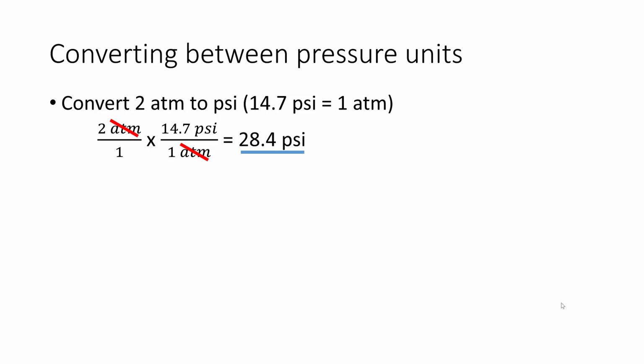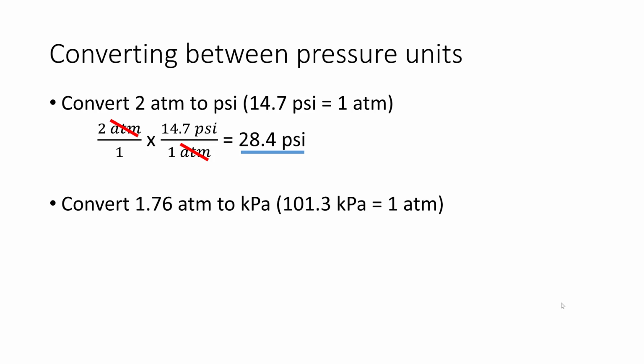We know that we ended up in the correct units because both of those atmospheres canceled out, right? They both have red lines through them, which means we are no longer in that unit. We are just in psi. And so it seems like we were successful in converting from 2 atmospheres to psi. But let's try another one with a different unit. Let's try converting 1.76 atmospheres to kPa, or kilopascals.